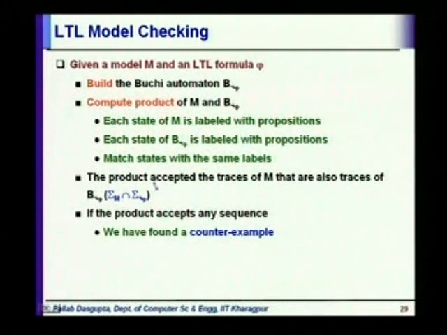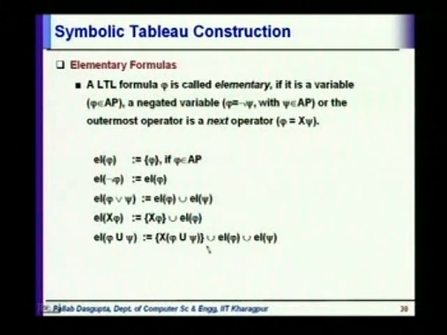What is the product of this? The product will be another automaton, which will contain common traces between B not phi and M. If there is any trace which is common between them, then we have found a counterexample. Now let us see the construction of the tableau.